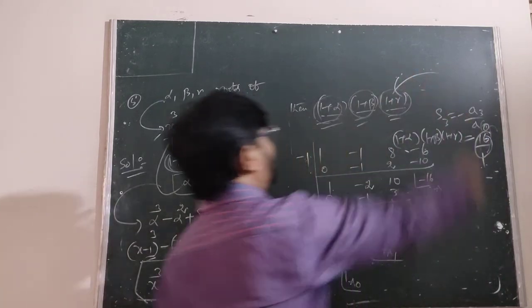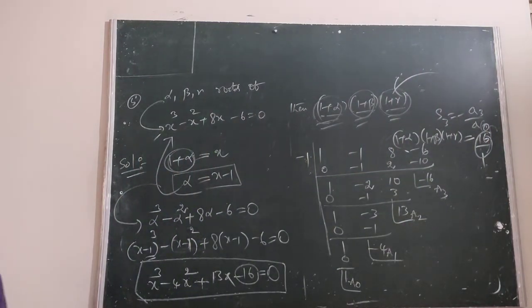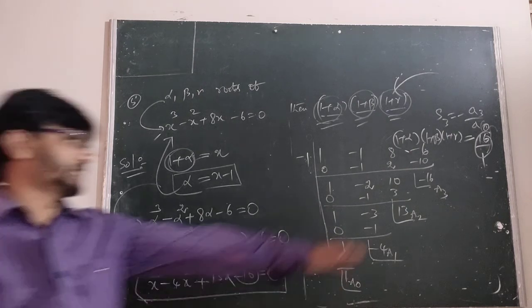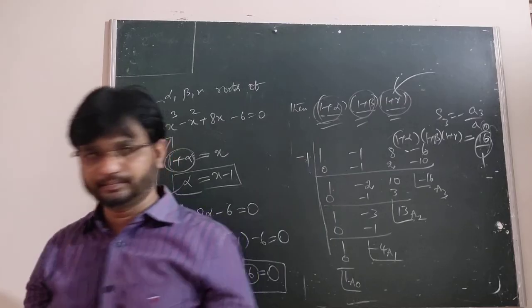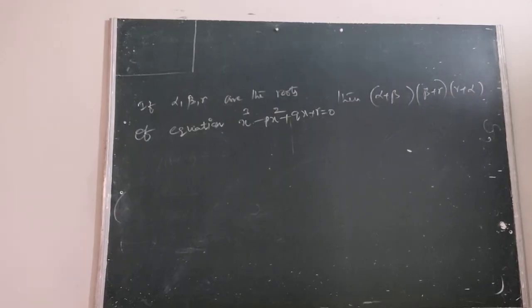This is the value of (1 plus alpha)(1 plus beta)(1 plus gamma), which is minus a3 by a0. Okay. Now we are going to another one.